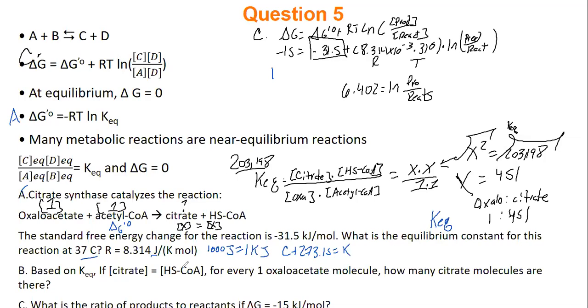Hopefully I did that right. Let me just double check. It's always good to double check your work. Plus 8.314 times 10 to the minus 3 times 310, 6.4. Where did minus 15 for delta G come from? That's from the actual question, because I'm saying delta G is minus 15.